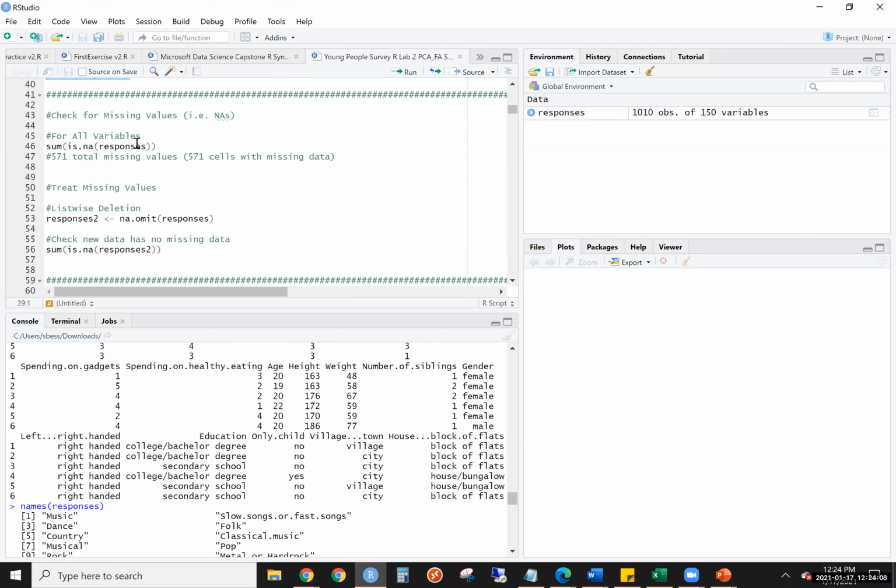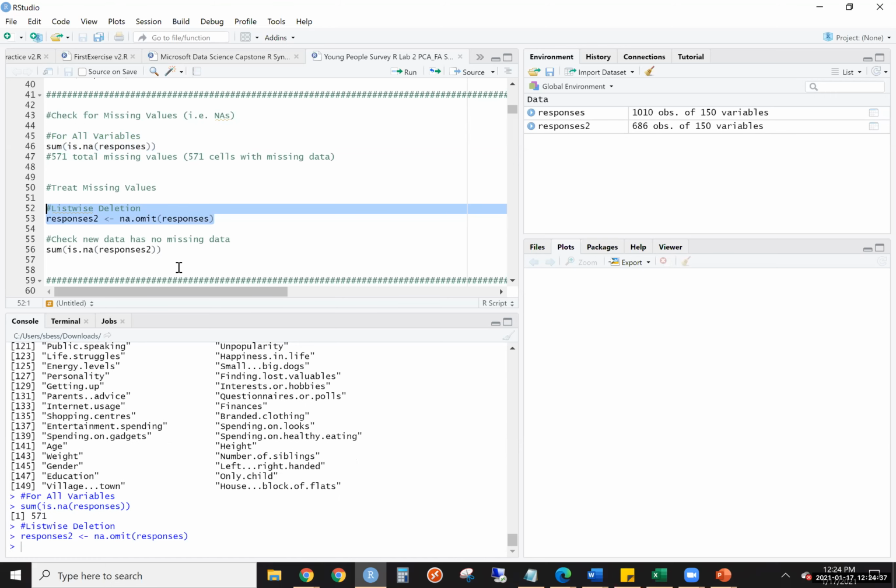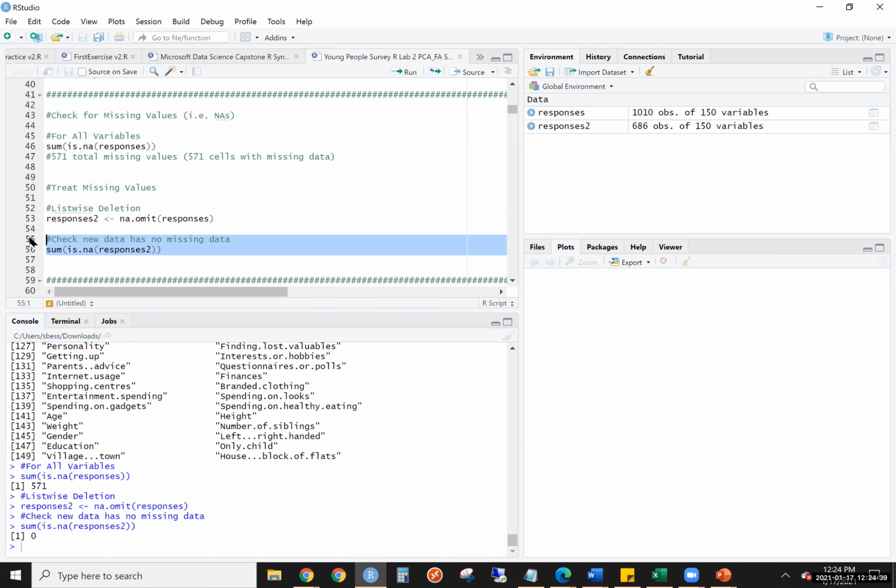So now we're going to check for missing values, and we're going to use sum is.na. Remember, is.na is logic, so it's only going to give you true and false. But if you add up all the truths, which are ones, and sum them up, they're going to tell you that there's 571 cells of missing values. And as I mentioned in the previous weeks, to make it easier for us to all work together with the same data set, we're going to use list-wise deletion, which is just na.omit, create a new data set. We're going to double check that that new data set has no missing values, and we're going to get a 0 here.